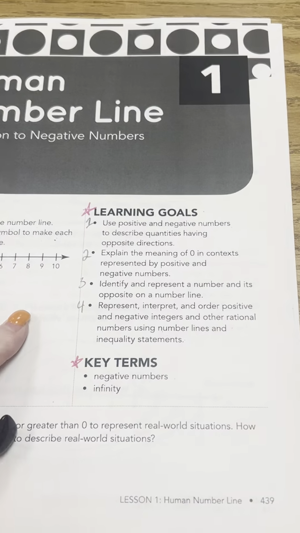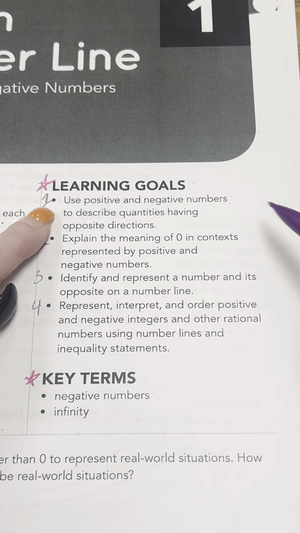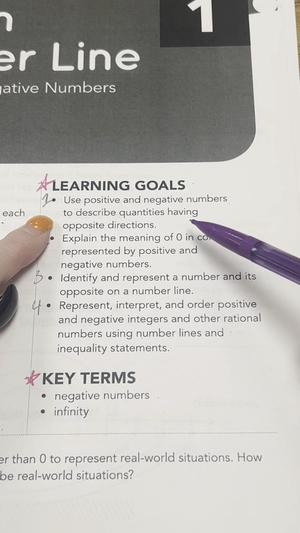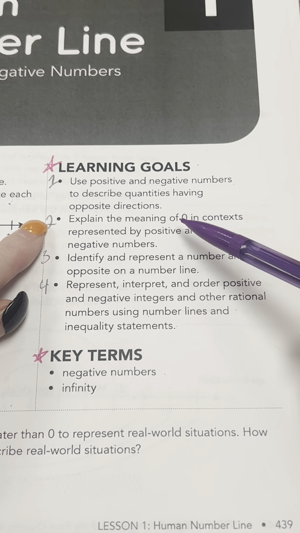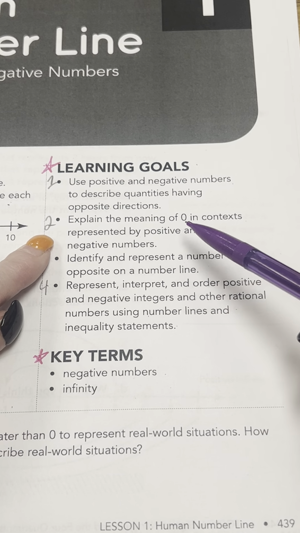First, we're going to go over our learning goals. The first learning goal you will see is use positive and negative numbers to describe quantities having opposite directions. Number 2, explain the meaning of 0 in context represented by positive and negative numbers. Number 3, identify and represent a number and its opposite on a number line. Number 4, represent, interpret, and order positive and negative integers and other rational numbers using number lines and inequality statements.